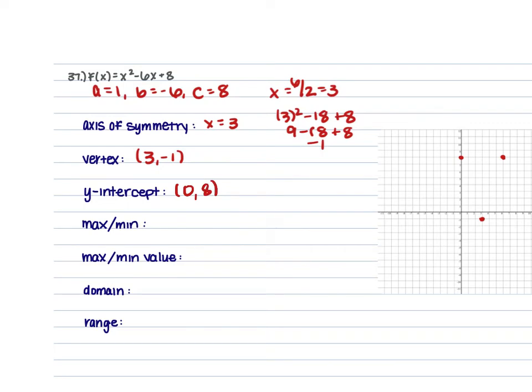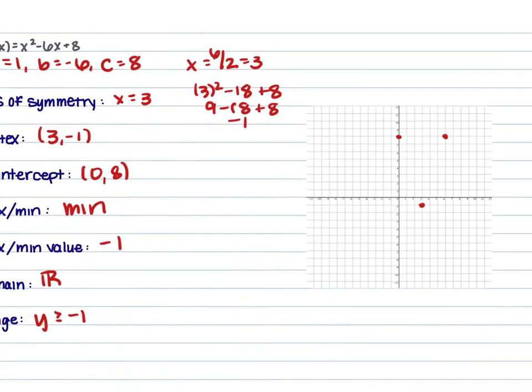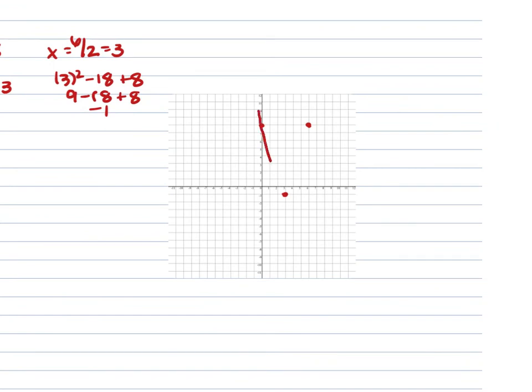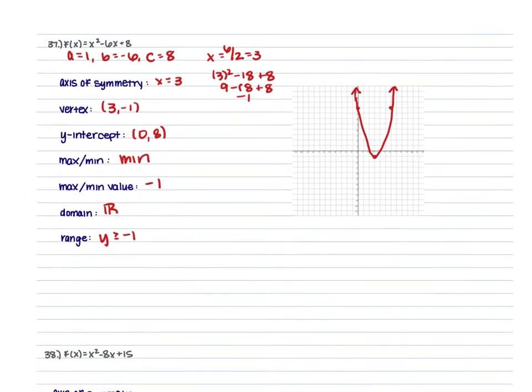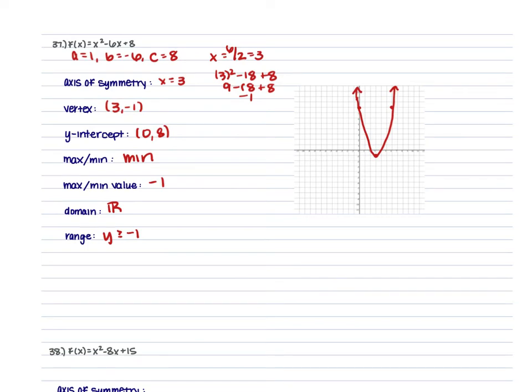We have a minimum here at negative 1. Our domain is all real numbers, and our range is y is greater than or equal to negative 1. You could just take these points and draw your line through them. To get more precise points, we could use 1 or 2 to find those points in between. Same thing with 4 or 5 as well.